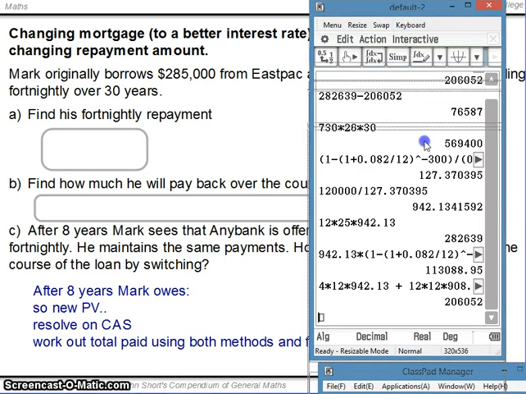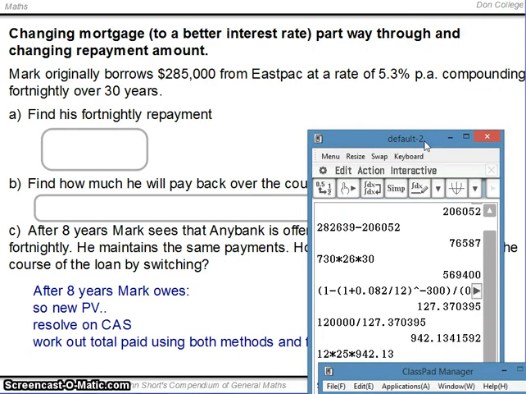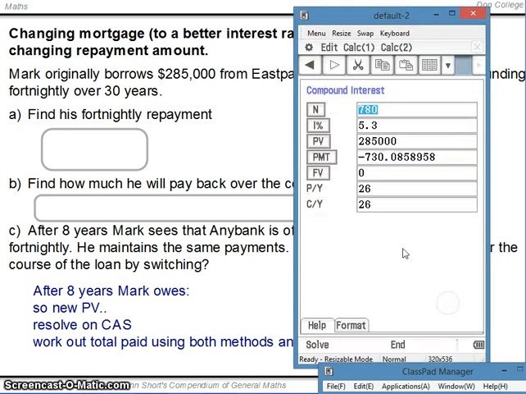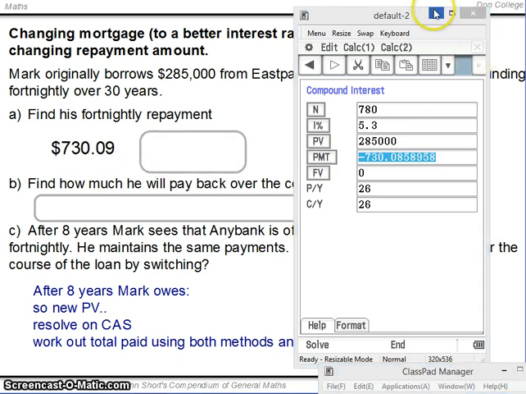Okay, now changing a mortgage to a better interest rate and changing the repayment amount. So Mark originally borrows $285,000 from Eastpak at a rate of 5.3, compounding fortnightly over 30 years. Now we've done an algebraic version of finding the repayment, so we'll go straight to our finance mode. So we have $285,000 is how much was borrowed, 5.3 is the interest rate. We're going to finish on 0. We're calculating that. It's fortnightly, so 26, and this is our 30 years. Click on payment and we get $730.09. That's the fortnightly repayment.